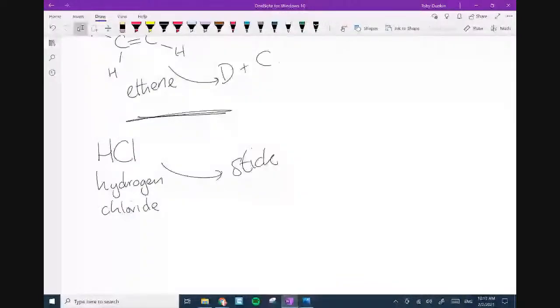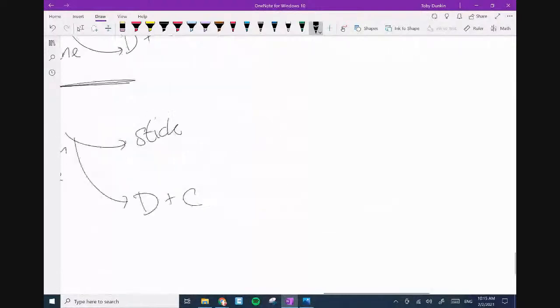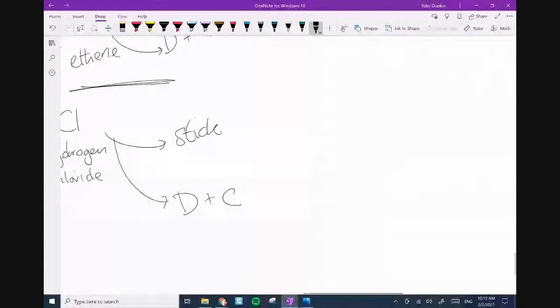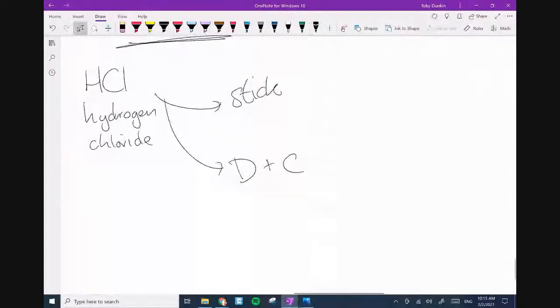Stick, D and C. Do you really want Masaru? Right, so this is for Zaina and Masaru. Everyone else, please ignore it. Show me carbon monoxide. So that's them dealt with. So hydrochloric acid, stick and then D and C.